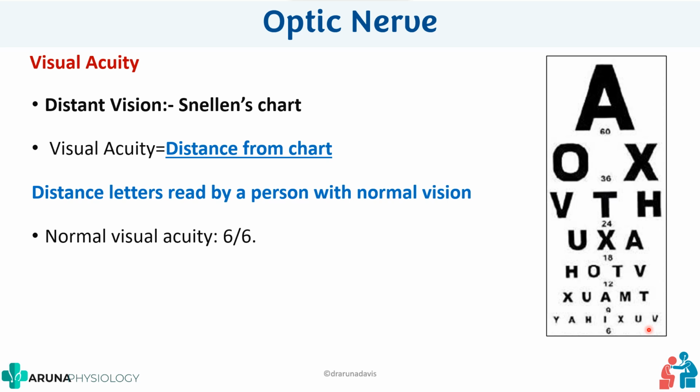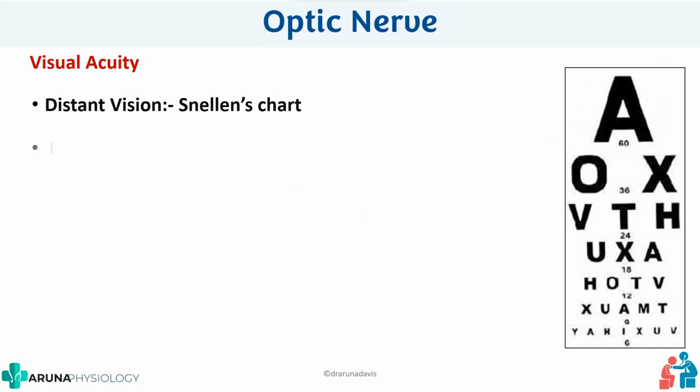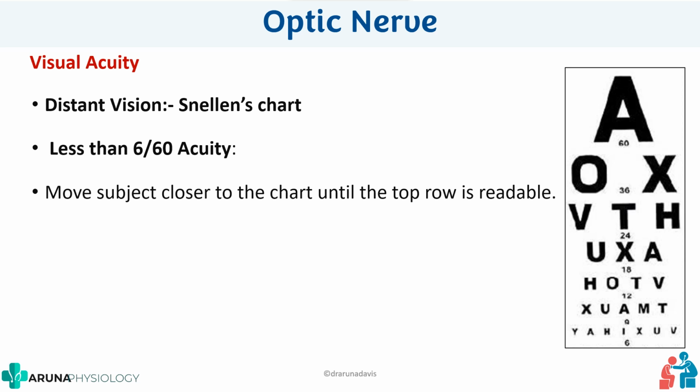Now I hope you got the concept of what these numbers are and what the formula for visual acuity is. If the person has a visual acuity less than 6 by 60, which means even sitting at 6 meters he is not able to read this A, then what will we do? We ask the subject to move closer to the chart until the top row is readable. For example, if he can read it at 5 meters, his visual acuity is 5 by 60. Suppose he can read it only at 3 meters, then his vision is 3 by 60, and so on.